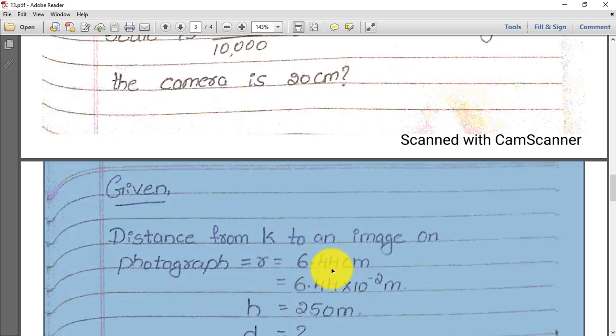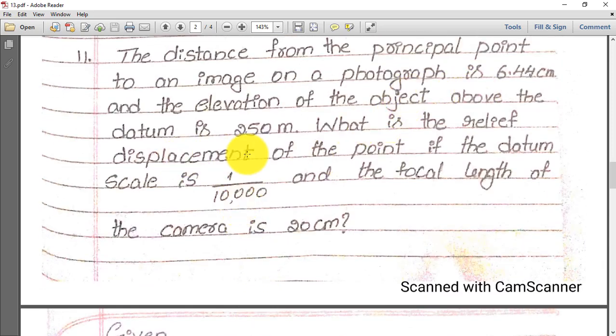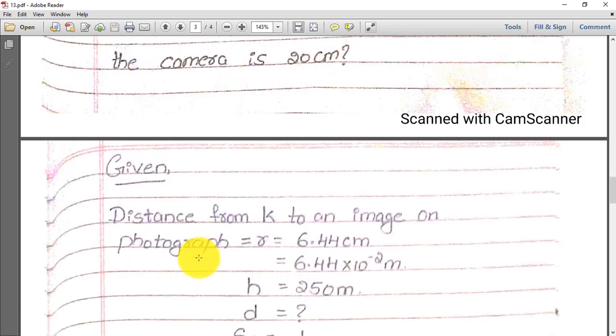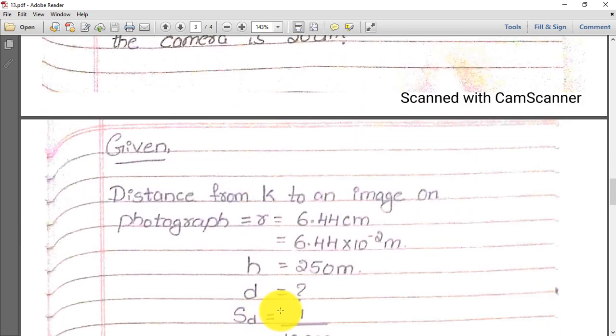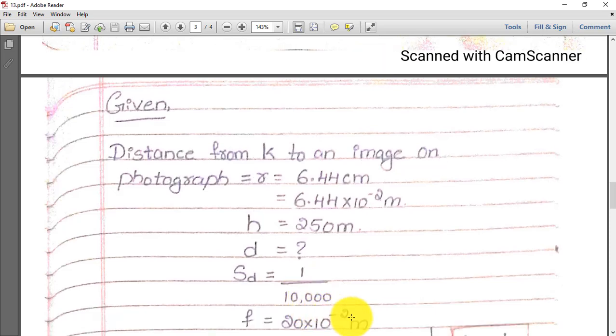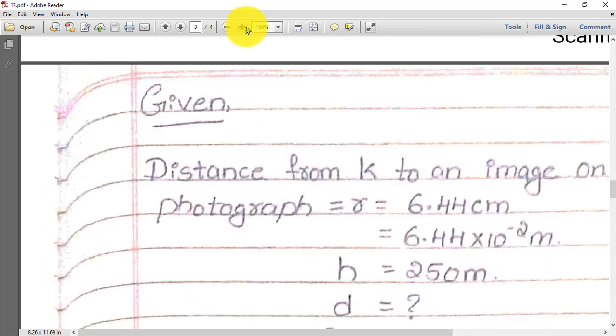So therefore the given thing is the distance from K to an image on a photograph, r is equal to, we take this as small r, 6.44 centimeter. Next, small h is given as 250 meter. What is the relief displacement? Small d is equal to question mark. Datum scale is given, that is SD is equal to 1 in 10,000. Focal length, 20 into 10 power minus 2, is given.